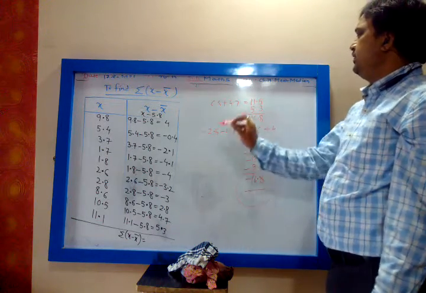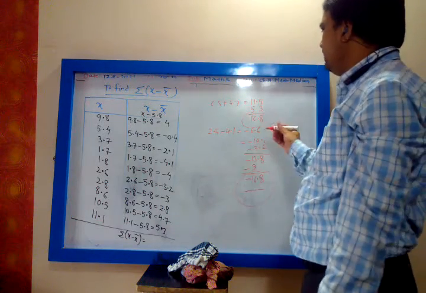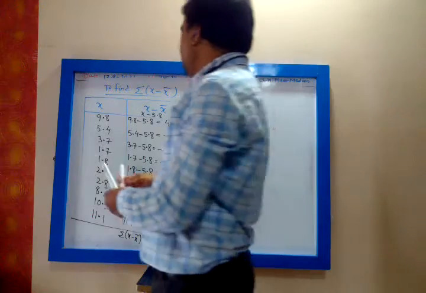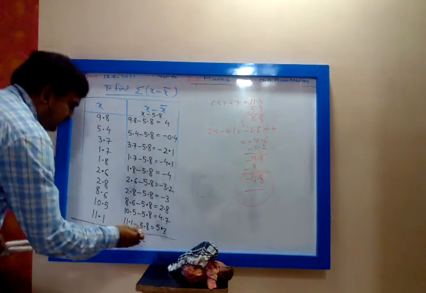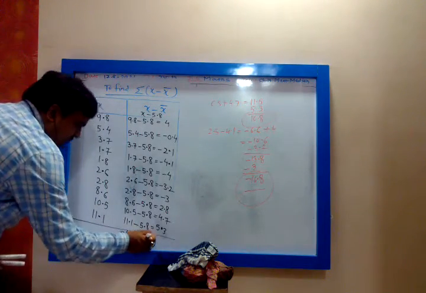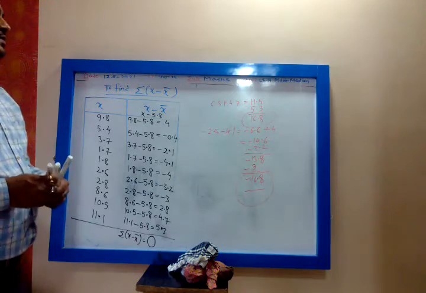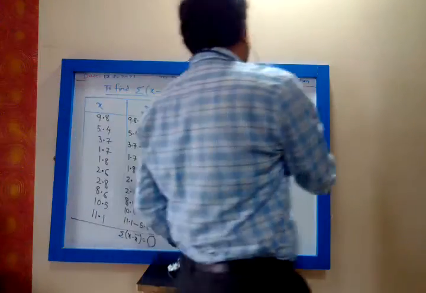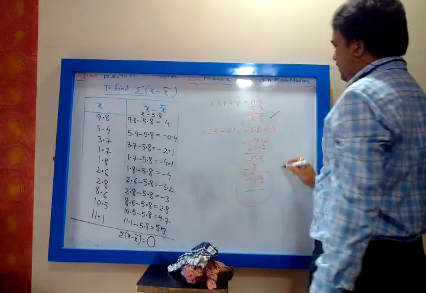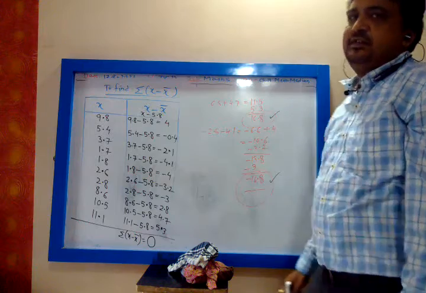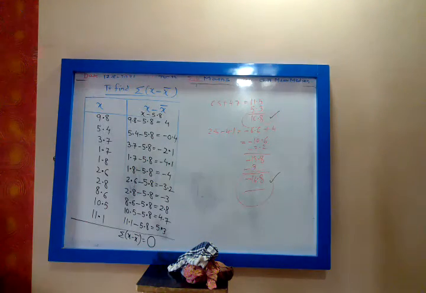The positive value sum is 16.8, so they will get cancelled. The answer will be 0. Yes or no? Yes, the answer will be 0. The positive total is 16.8, the negative total is minus 16.8, so you have to add them. When you add them, the answer will be 0.